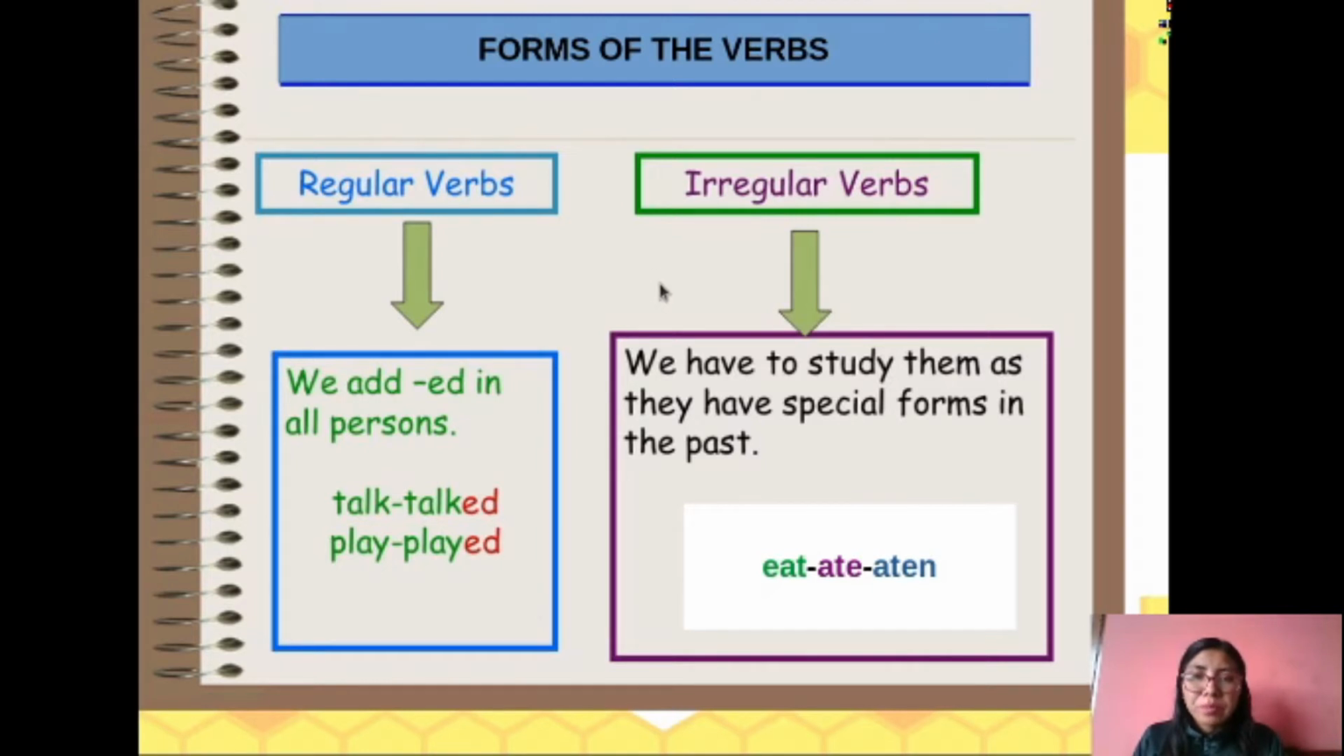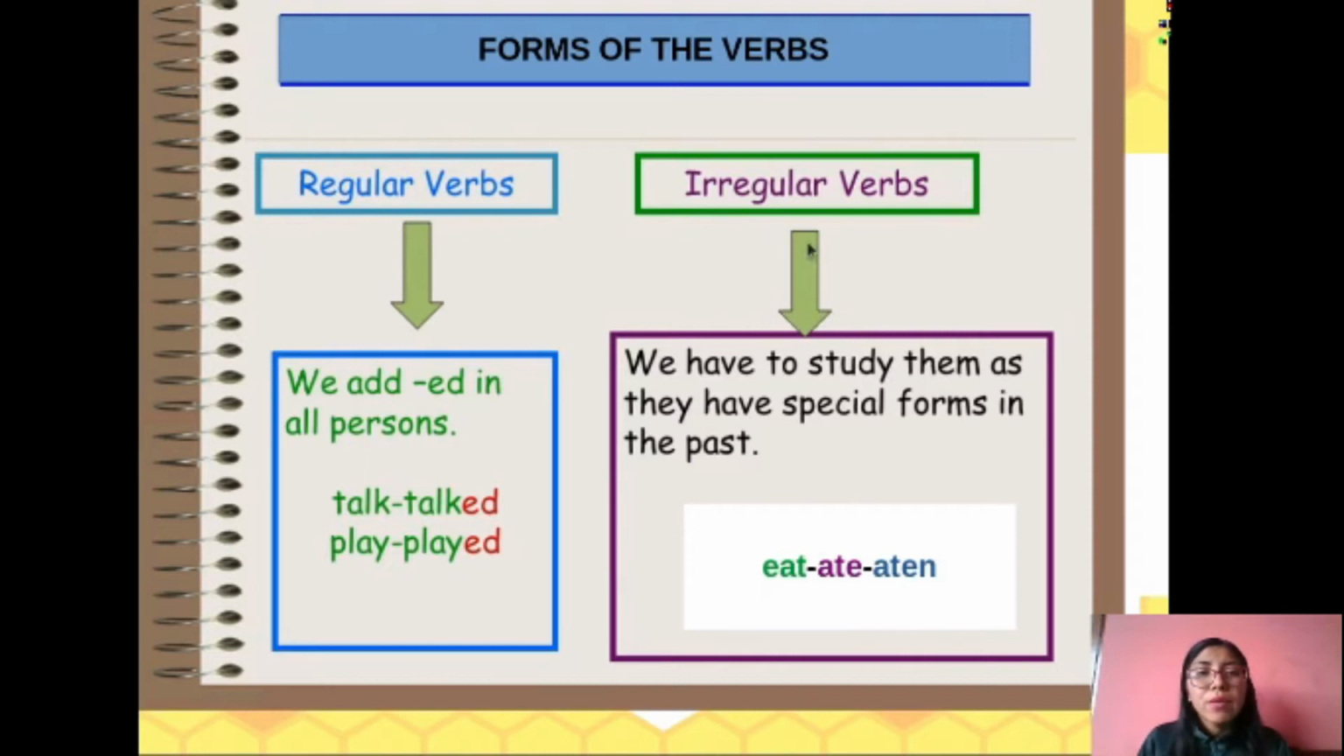Pay attention here. We have regular verbs and irregular verbs, okay? Today we are going to review irregular verbs, but I am going to explain a little bit about the regular verbs, okay? We add ed in all persons, okay? It means that in order to form the past form and the past participle form, para formar la forma pasada y la forma del participio pasado of the verbs, we only have to add ed or d. Solo vamos a añadir ed o d according to the verb, okay? That is the form. Esa es la forma.